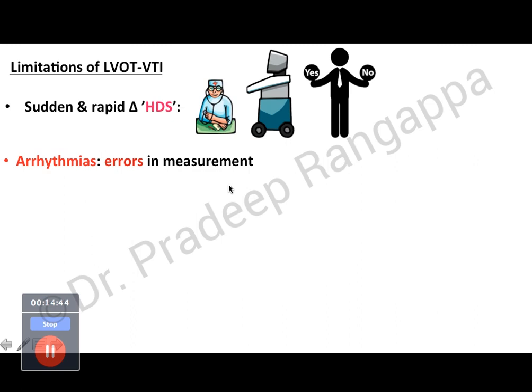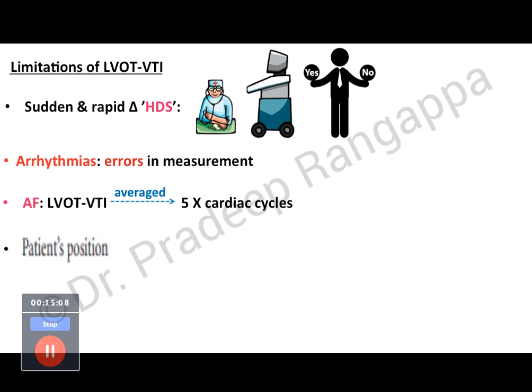And if your patient has arrhythmias, which our ICU patients commonly tend to have, there can be errors in measurement. If the patient has atrial fibrillation, LVOT VTI has to be measured across 5 cardiac cycles and averaged to determine the right LVOT VTI, which can be problematic. And I think, friends, all of you understand that in the ICU, patient position is a huge problem. If you have a patient who is prone, you cannot do LVOT VTI. Or if you have a patient with a huge surgery with multiple drains, you can have a lot of problems in doing an echo assessment and determining LVOT VTI.